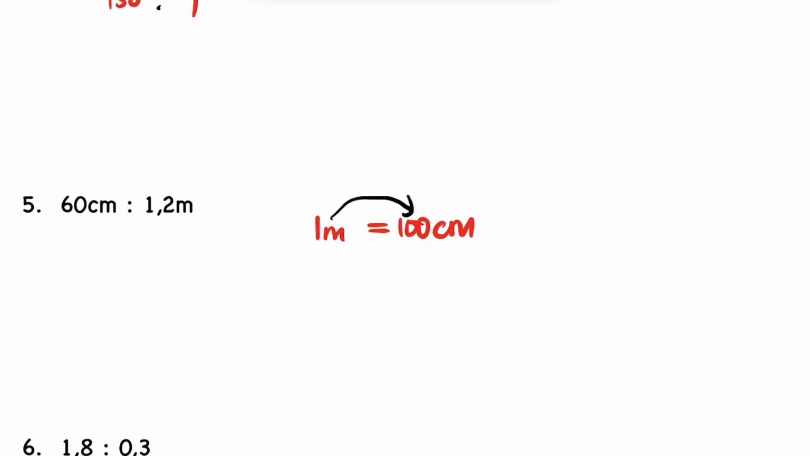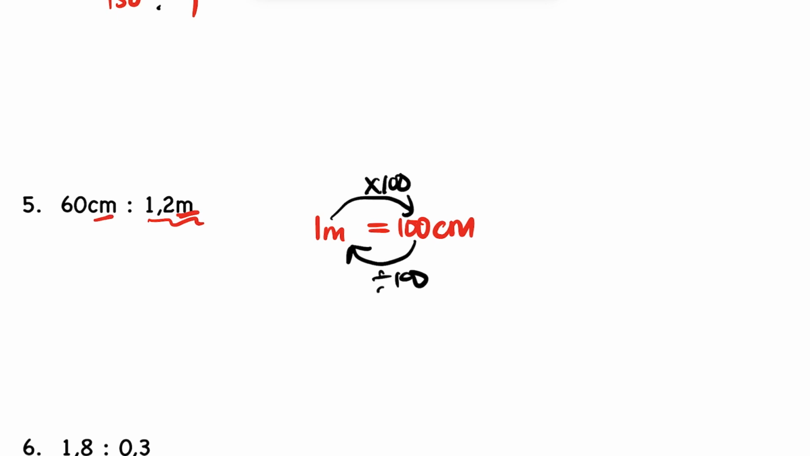From meters to centimeters, what do you do? You multiply by 100. From centimeters to meters, you divide by what? By 100. It's very important. Now what are we going to do? We're going to convert the meters to centimeters, the biggest unit to the smallest unit.